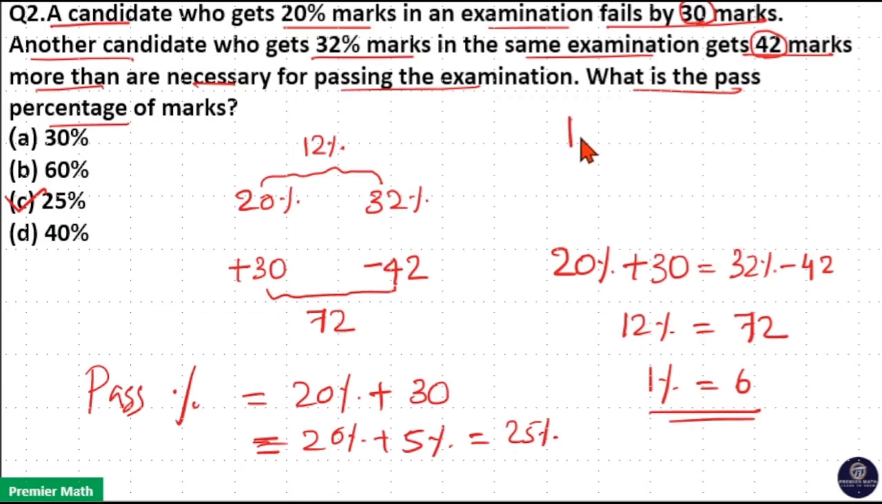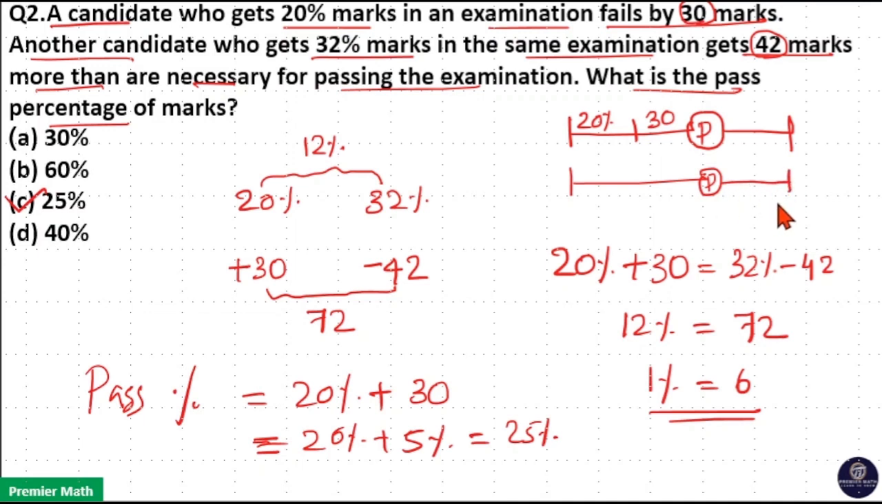Here if you have doubt, if this is the pass percentage, then one candidate gets 20% plus 30 marks. If he gets 30 more marks, he will pass the examination. The other candidate got 32% in the examination. He gets 42 more marks than the pass percentage.